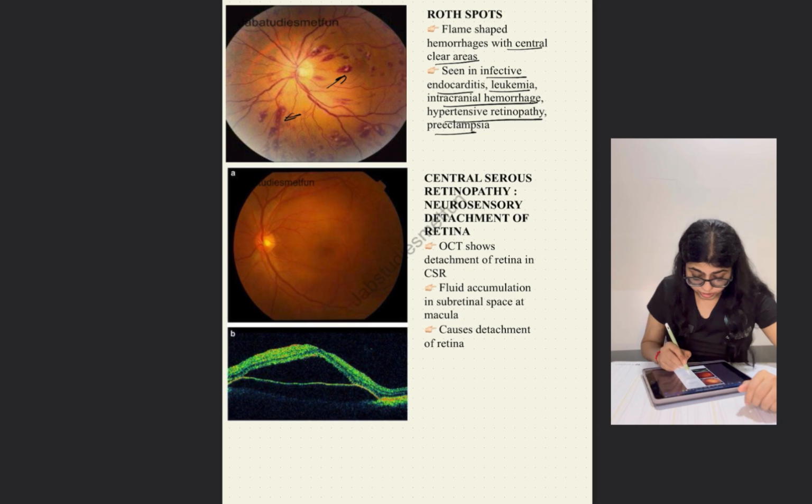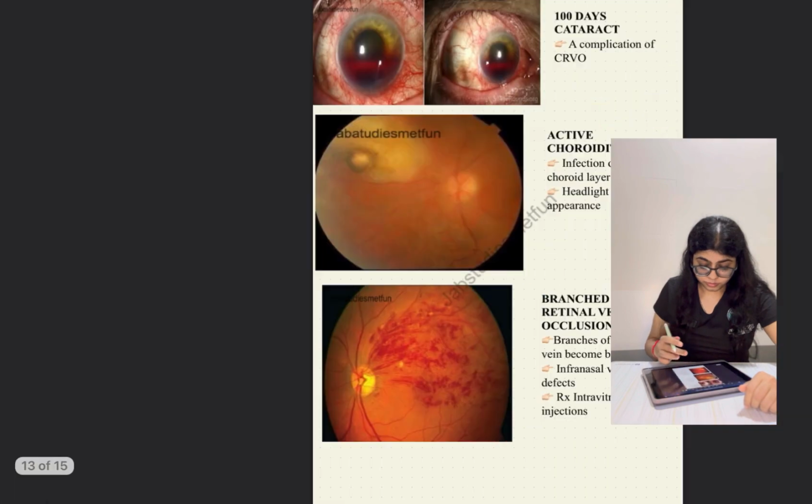Central serous retinopathy, also known as neurosensory detachment of the retina. The OCT image shows detachment of retina in CSR, and there is a fluid accumulation in subretinal space at the macula. It causes the detachment of the retina.